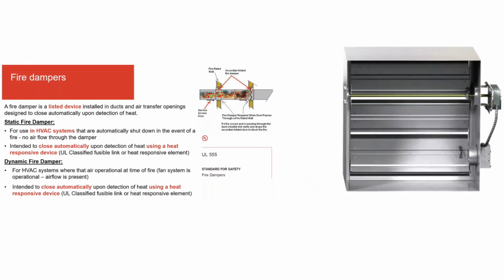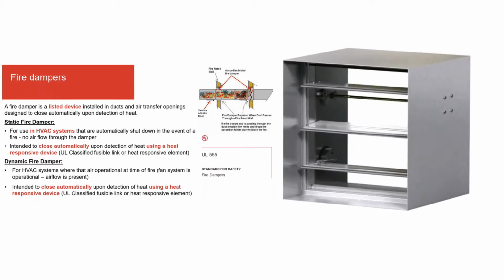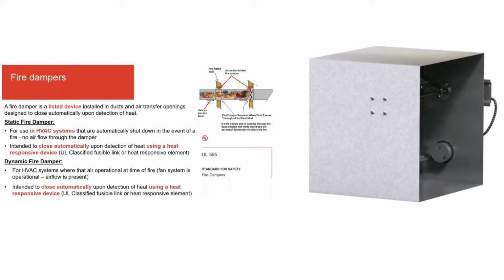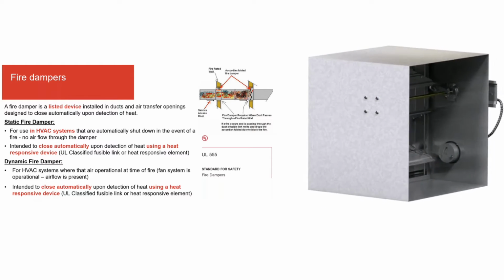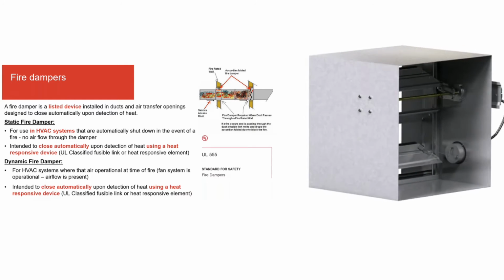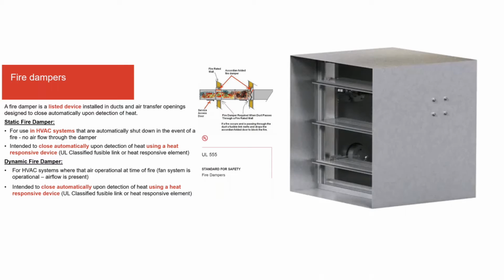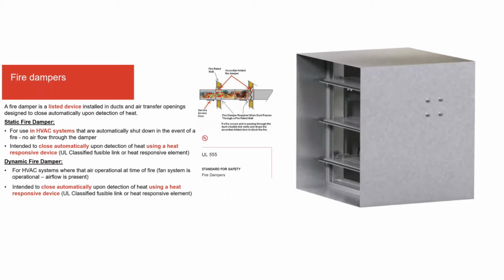The next important thing is the fire damper. A fire damper is a listed device installed in ducts and air transfer openings, designed to close automatically upon detection of heat. There are two types of fire dampers available: static fire damper and dynamic fire damper. The static fire damper is for use in HVAC systems that are automatically shut down in the event of fire. In this case, no airflow through the damper is available.